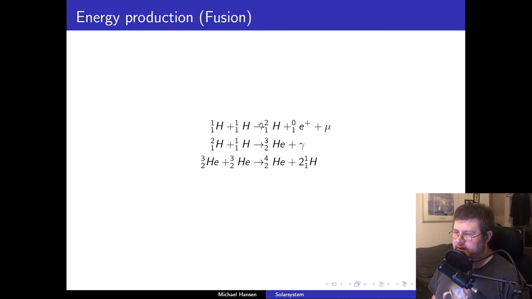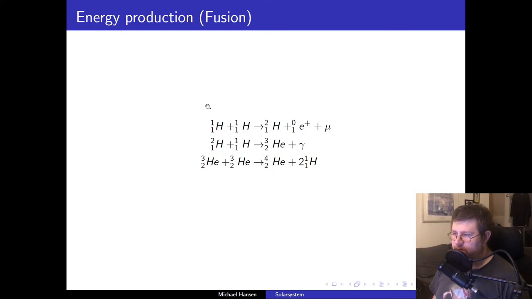So when we have this heavy hydrogen here, or deuterium, we take one of these and another hydrogen, and then we smash those two together. And from that we get what I think we just call 3-2 helium. So this is hydrogen, this is a helium. And because we have some energy in surplus, we get a gamma ray.